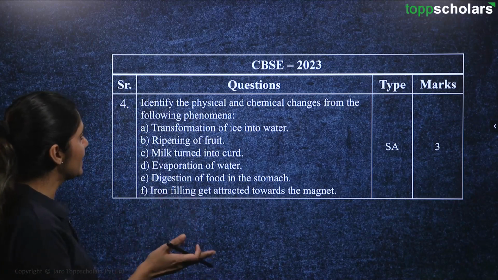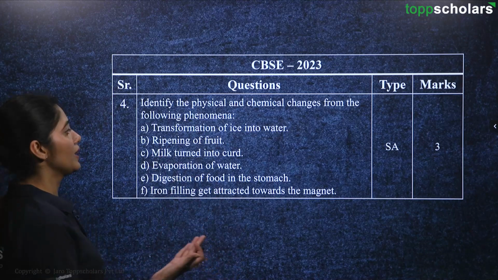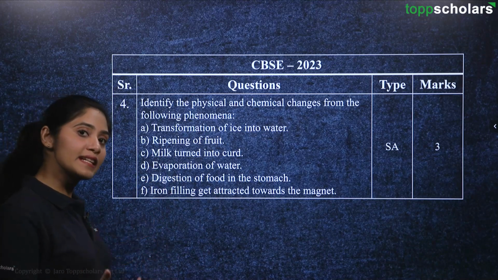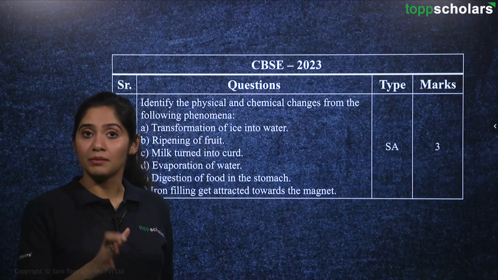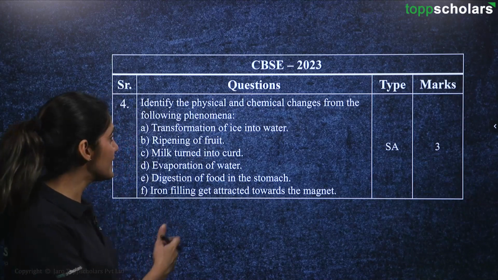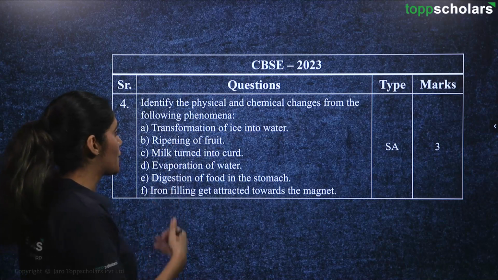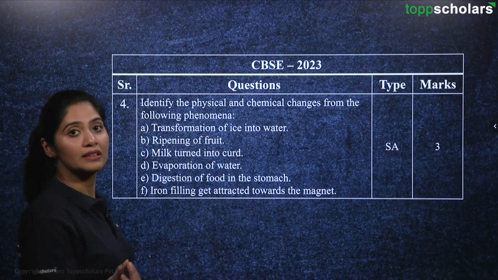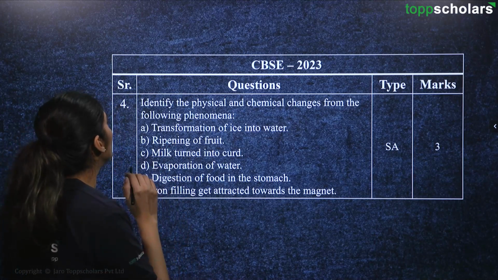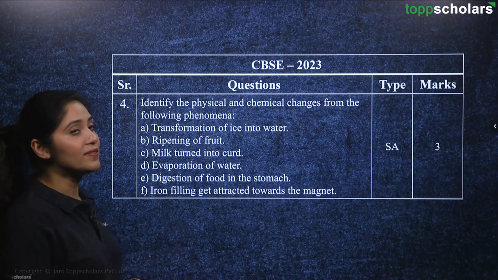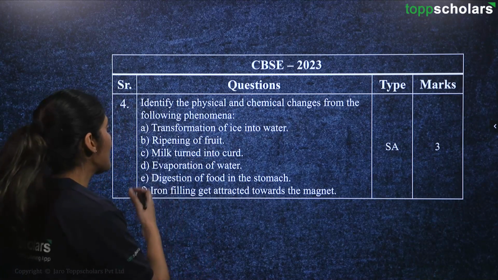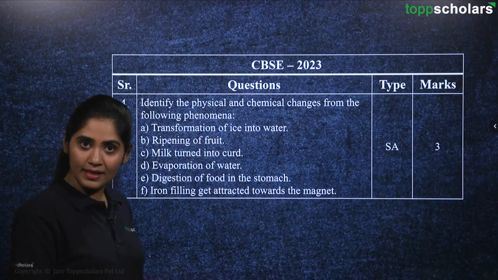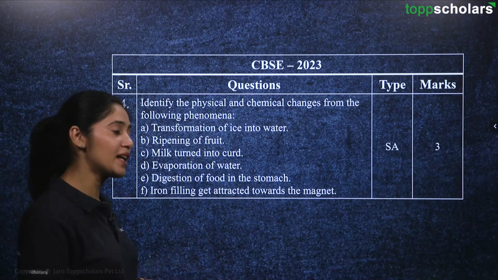Identify the physical and chemical changes from the following phenomena. So what are the physical changes and the chemical changes? Physical changes are reversible, chemical changes are irreversible. So let's see what among these options are physical and what are the chemical changes. So A is transformation of ice into water. That's obviously a physical change. Ripening of fruit. Can we reverse this change? No. So this is a chemical change.